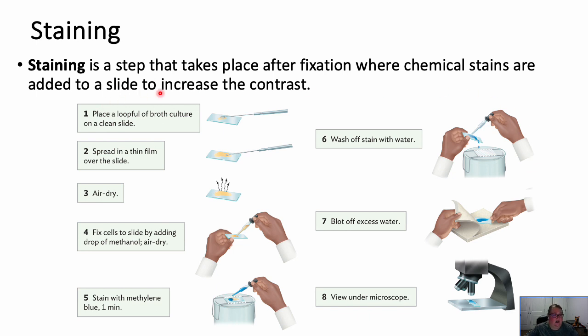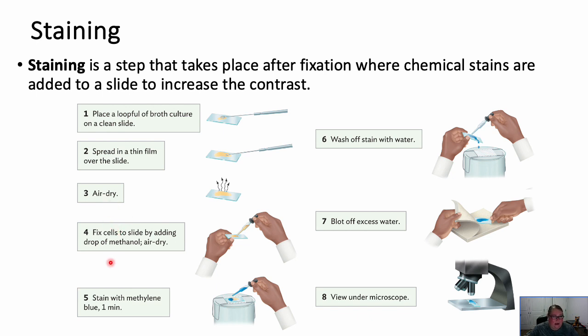Okay, so this is our procedure for a simple stain. Okay, so the first three are our fixation step. We're going to put the sample on, make it a thin film, and let it air dry. So in this procedure, they're going to add methanol and let it air dry to fix the cells to the slide. But we're going to use heat fixing here. Okay, so it doesn't matter what, these first few are always going to be the same step: put the sample on the slide and fix it to the slide.